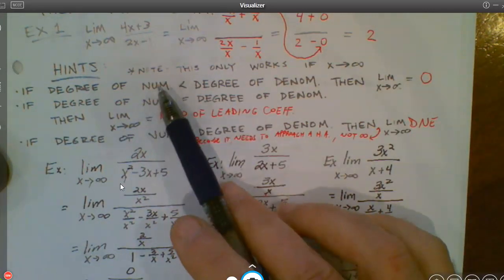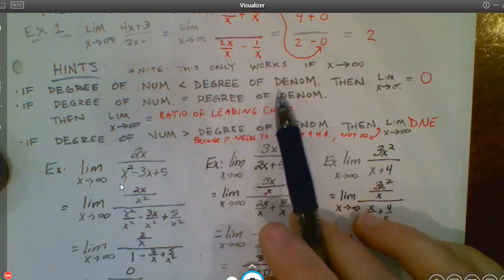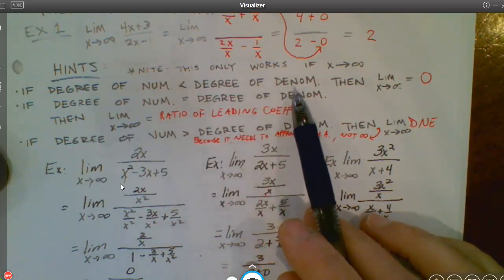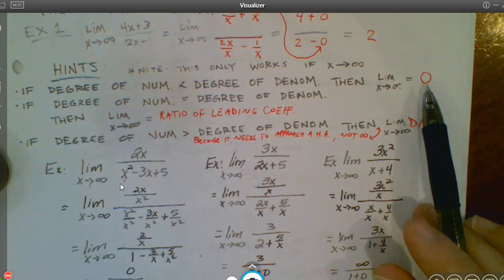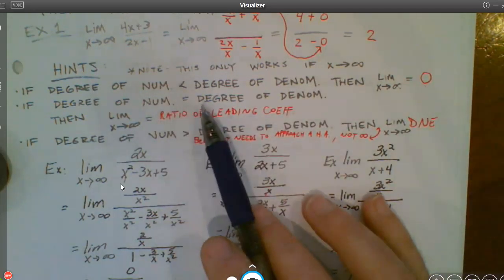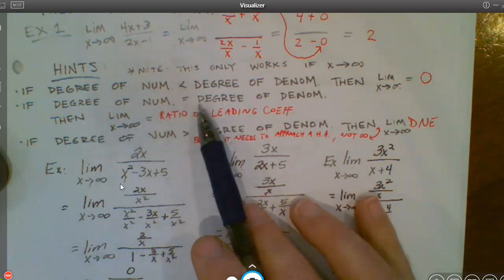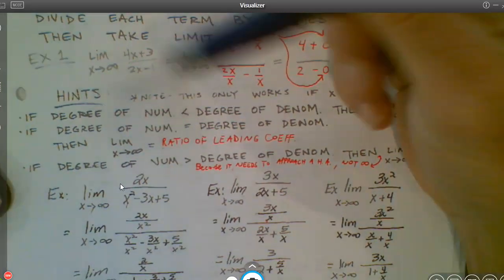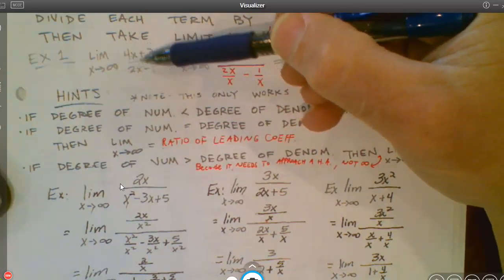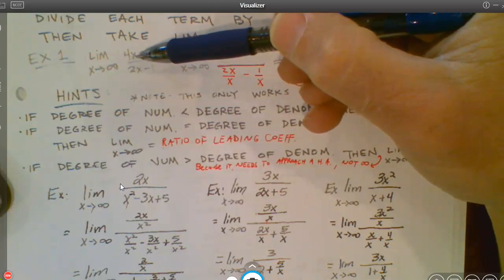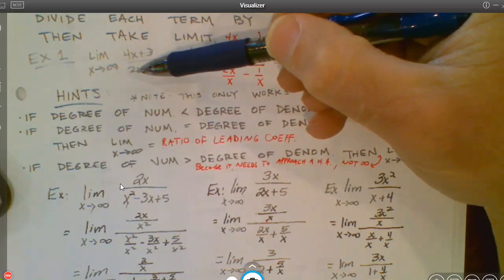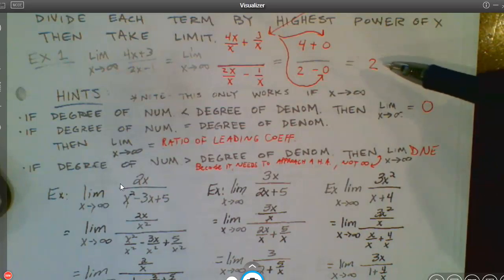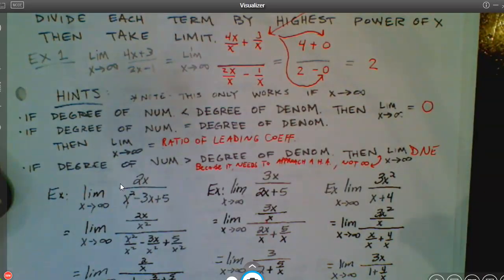If the exponent on top is smaller than the exponent on bottom, then your horizontal asymptote is 0, which also means your limit is 0. If they are the same, and you might remember this one, when the degree of the numerator equals the degree of the denominator, so if it's like x to the first over x to the first, like we had right here, the rule was the horizontal asymptote is just this coefficient divided by this coefficient. So 4 over 2. And that gets you this guy as well.